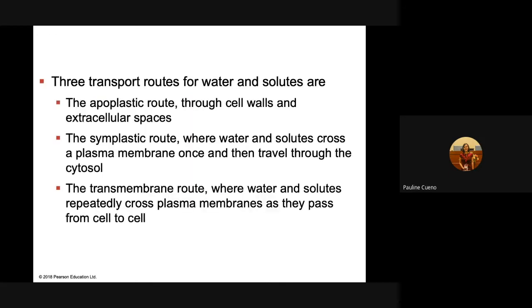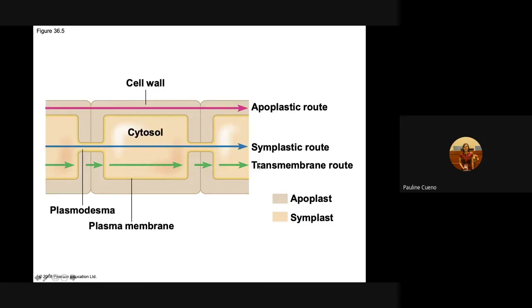And then, when we say transmembrane route, this is where the water and solutes repeatedly cross plasma membranes as they pass from cell to cell. So this is the transmembrane route. Earlier, in the symplastic route, there is only one pass through the plasma membrane and then the cytosol all throughout. While in the transmembrane route, they pass through the plasma membrane several times, several plasma membranes, and also pass through the cytosol. Okay, so that is the difference between the apoplastic, symplastic, and transmembrane routes.